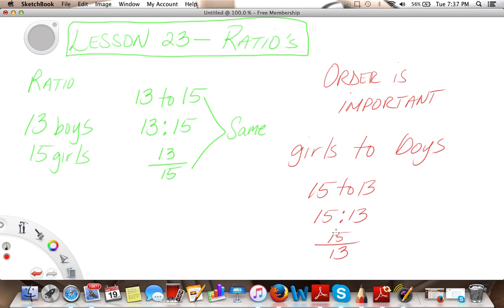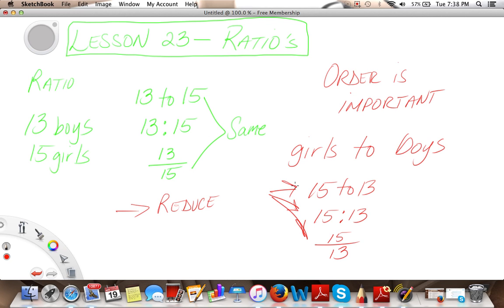And as you notice at the bottom of page 119, it tells you that you always want to reduce them. So make sure you reduce whenever we write those. And you have to reduce them in all three forms. It doesn't mean that you only reduce it when you're using the fraction form, you want to reduce them in all three forms.